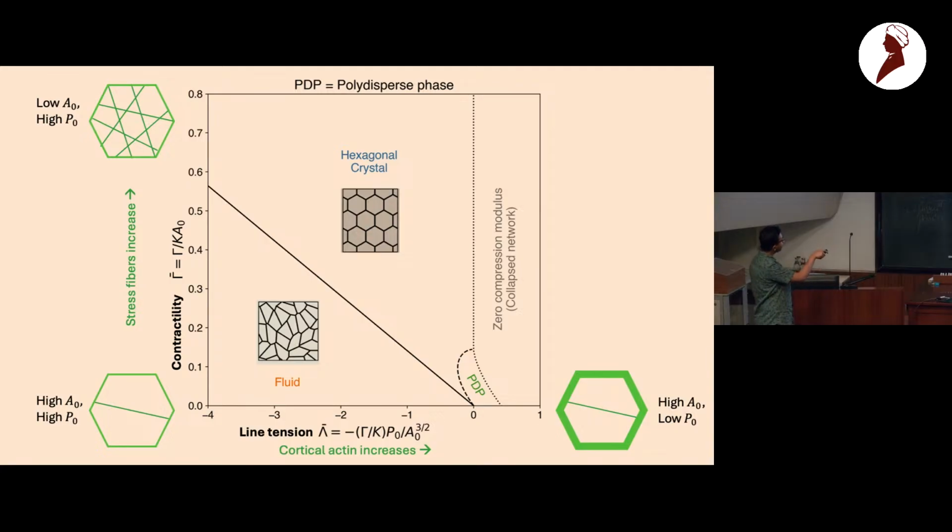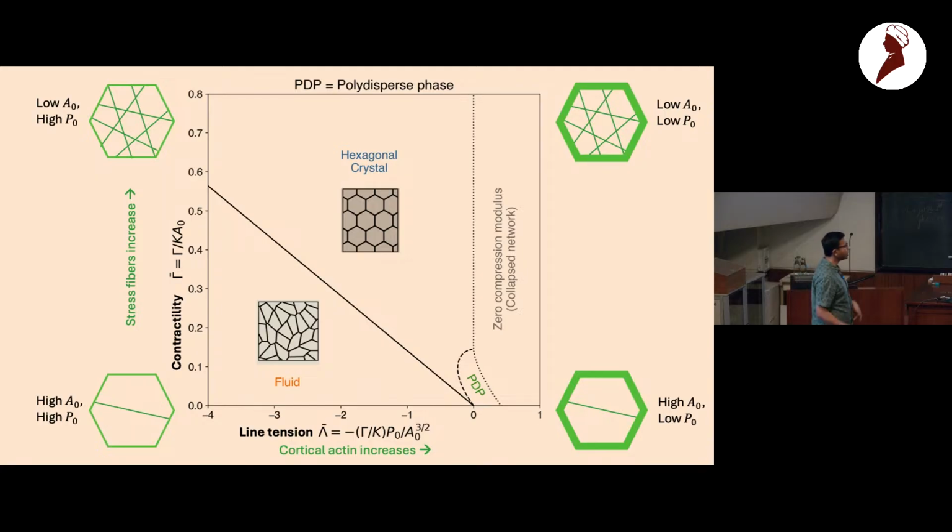Whereas if you have high contractility, then it means you have high stress fibers, which means you have low A naught and high P naught. And then, of course, for the sake of completeness, we also have the part where you have low A naught and low P naught, but they are hard to realize in experiments. In the rest of the talk, this particular picture is going to be really important, so I recommend that you memorize it or take a photo if you want.